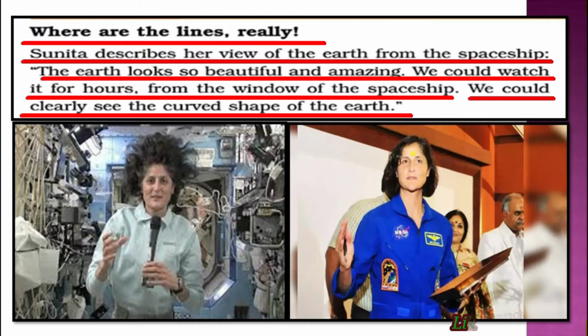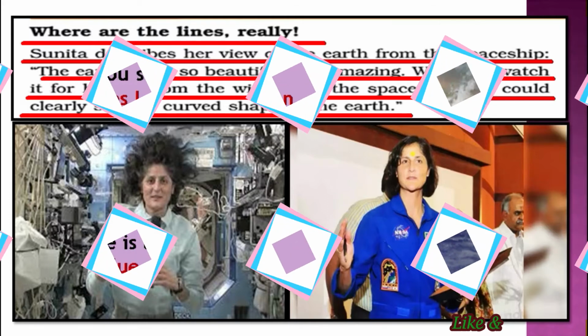Students, Sunita describes her experiences about space, that the earth looks so beautiful and amazing, and the other astronaut along with her could watch it for hours from the window of the spaceship. And students, further she said that they could clearly see and experience the curved shape of the earth.